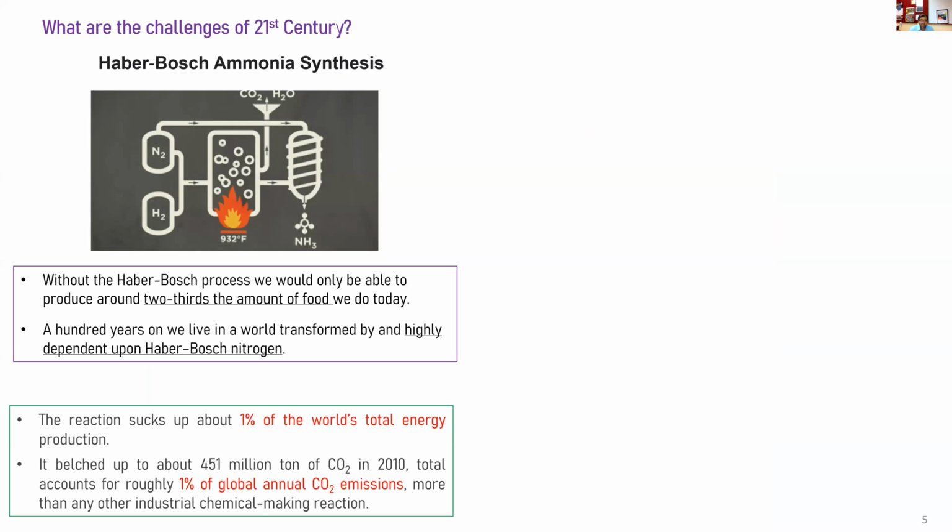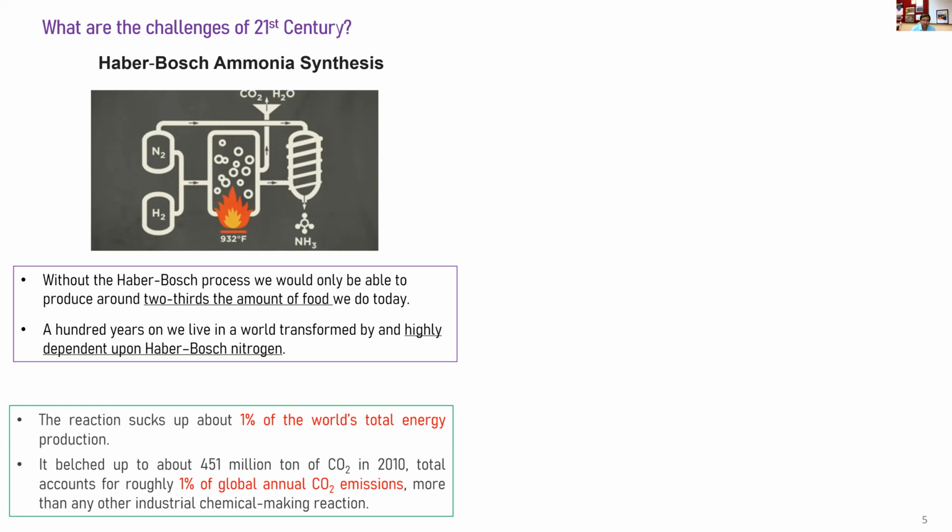If one asks what the challenges of the 21st century are, CO2 is the challenge. Haber-Bosch ammonia synthesis was the achievement of the 20th century. Because of the Haber-Bosch process, we were able to provide food to a large population. Ammonia gave us different fertilizers that increased productivity, and we got a good amount of food, and that increased the population.